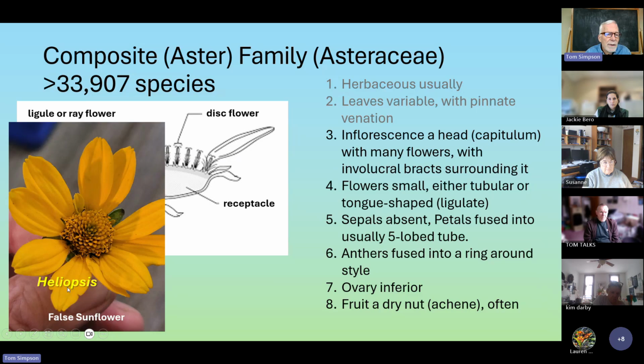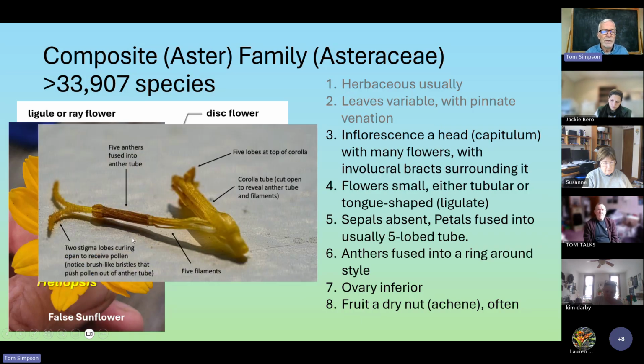This is Heliopsis. We can see that here are the disc flowers in the center, ray flowers on the outside, and we can see the green involucral bracts below that. And where we see these little branched stigmas, that shows us that these ray flowers are fertile. They can produce seed. And when we see the branched stigmas up here, the disc flowers are fertile and can produce seed. Here is a close-up of a disc flower.